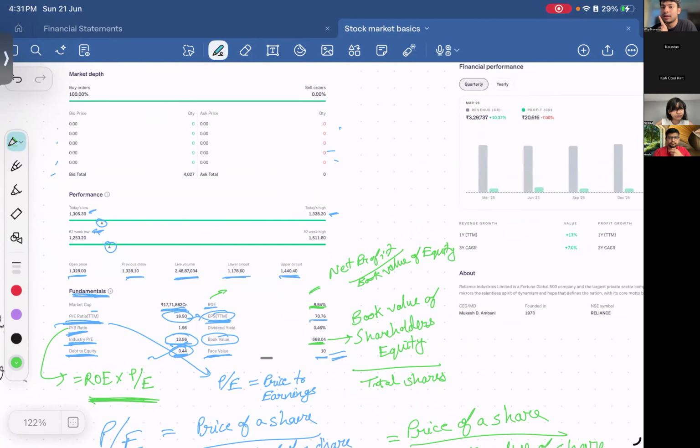First is PE ratio, the most important. Price of a share divided by earnings per share. Price of a share is the price of the share. Earnings per share is nothing but your net income divided by the total number of shares. What a PE ratio tells me is how bullish the market is for the company. A greater PE ratio means the market has positive sentiment towards the company. A lower PE ratio means negative.